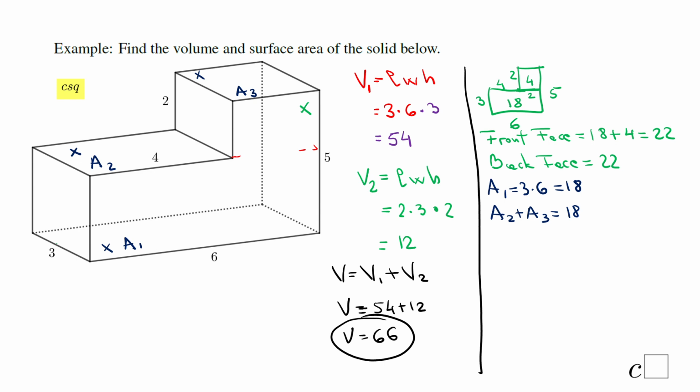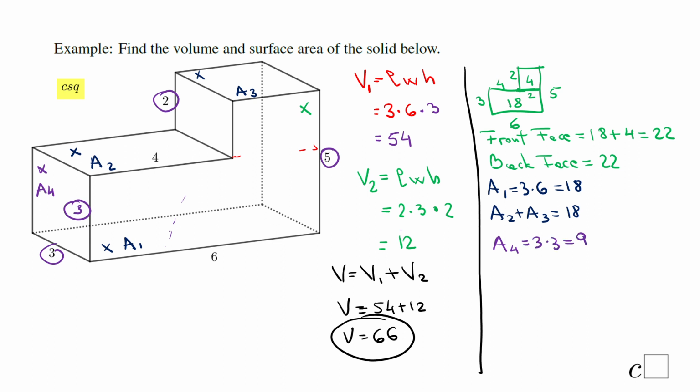We have front and back, we have the left and right. What about this face here? This one will be 3 times this, for example, this height, which is going to be 5 minus 2. This is 3 also. You see I did this 5 minus 2, that is 3. So I'm going to call that A4, and that will be 3 times 3, which is 9.